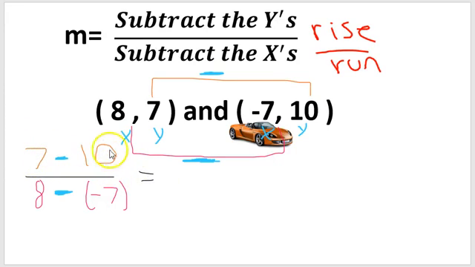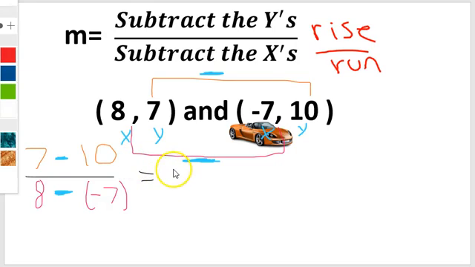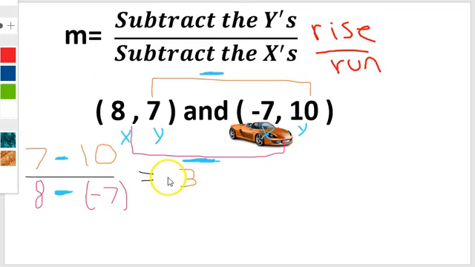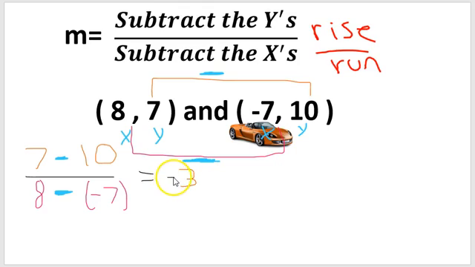Up top, I have 7 minus 10. So I ask myself, are my signs the same or are my signs different? It's a +7 and a -10. They're different. So when my signs are different, I subtract. The number I get is 3. However, we have to keep the larger sign. And in this case, 10 is negative. So it's a -3.